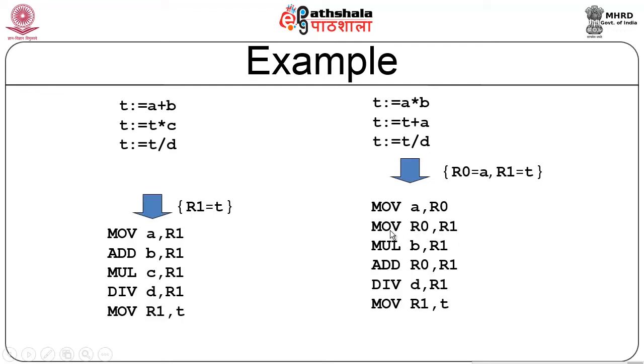I can also do it another way. I can simply say move B comma R1 also, and I can say multiply A comma R0 comma R1. So the result will be in R1. That is also another way of writing the instructions. Add R0 comma R1 is the next one. And then I will say divide D comma R1 and then move R1 comma T. So that is what I have done here. Depending upon how many times a particular variable is used, I can allocate registers accordingly.